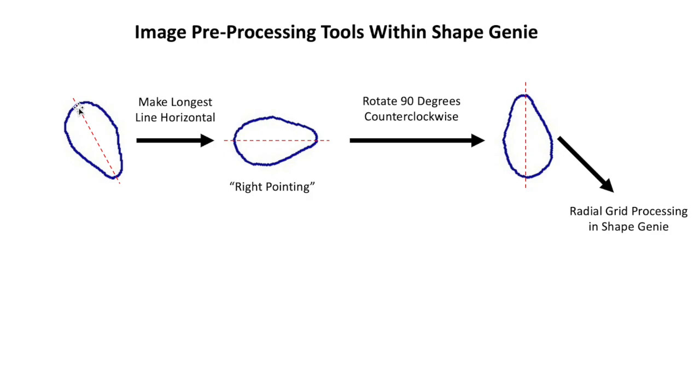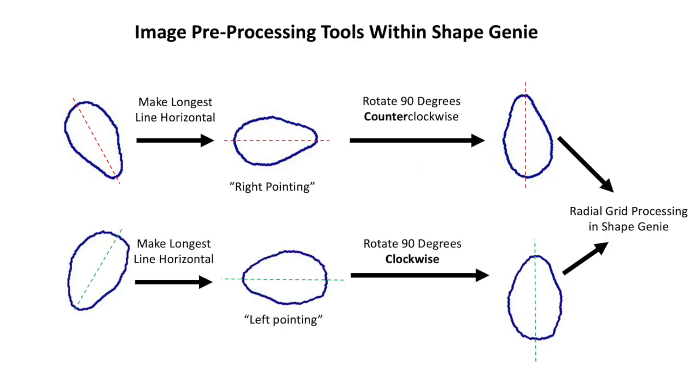ShapeGenie has a tool that allows you to find the longest internal line of each shape and rotate the shape such that that line is horizontal. And then it has a tool for you to rotate the shape 90 degrees counterclockwise. Once the shape is in this form, then I request radial grid processing.